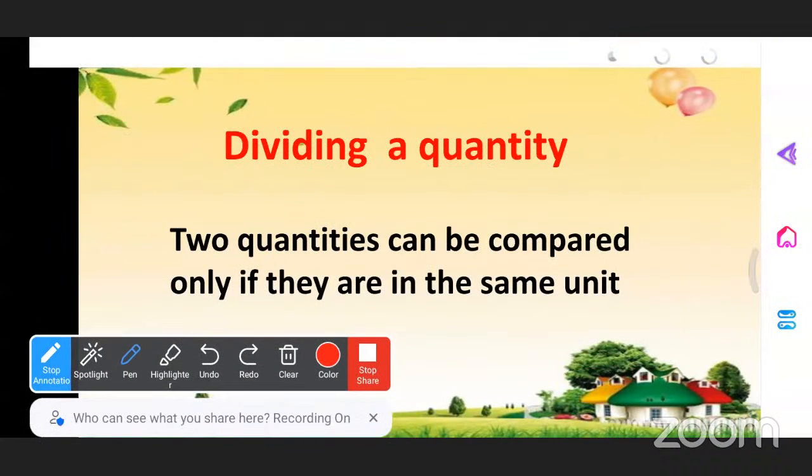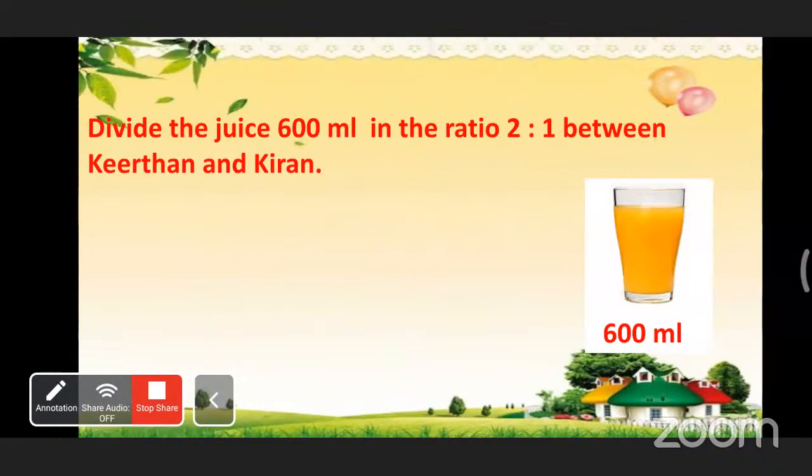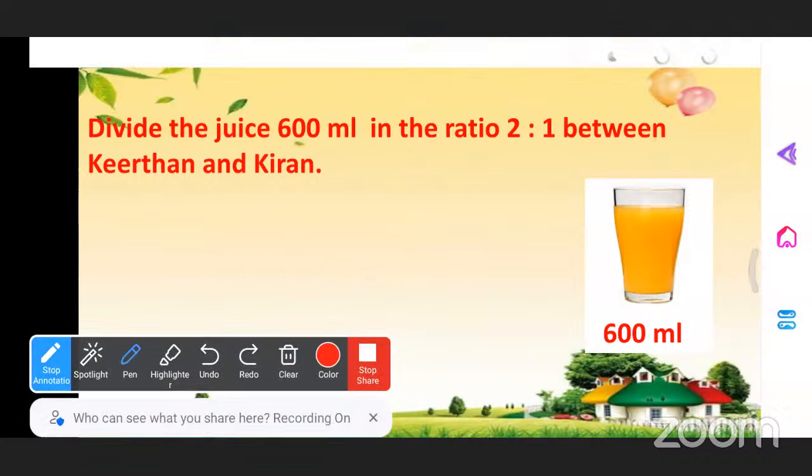Here I say the quantities are compared in the same unit. Here only one quantity is given between the two ratio parts. That's why I will take the same units. Okay, Kana? Divide the juice 600 ml in the ratio 2:1 between Keerthan and Kiran. Here two friends share the juice in the ratio 2:1.